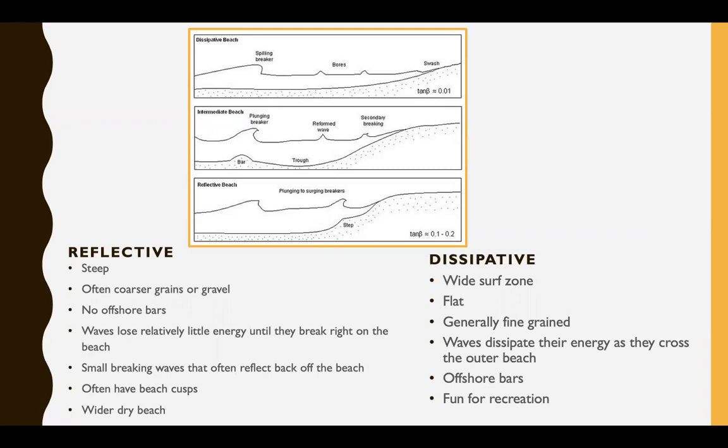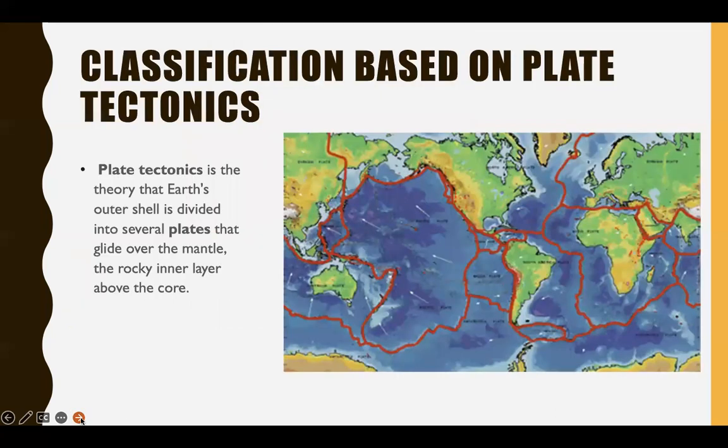Usually the sand is really coarse. There's no bars offshore. The waves break right on the beach. And it's a wide beach, but not really wet, so the water doesn't usually come all the way up. Whereas a dissipative beach has a wide surf zone. So it's pretty flat. Say something like Zuma Beach in Malibu or Solimar Beach in Ventura is going to be more of a dissipative beach. There's a little bar offshore where a lot of critters hang out, and it's fun for recreation. Or a big beach like Santa Monica would be another dissipative beach.